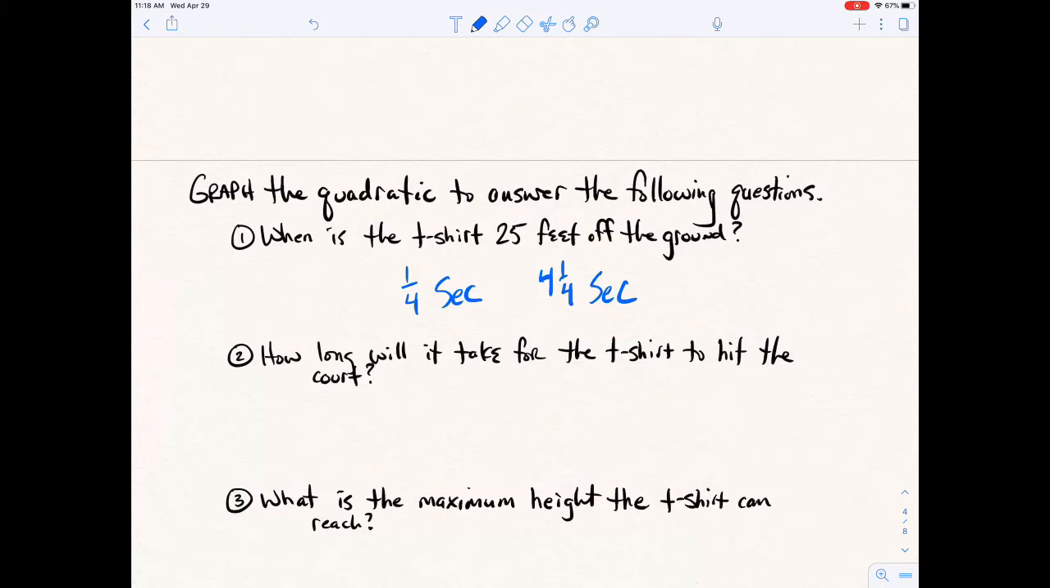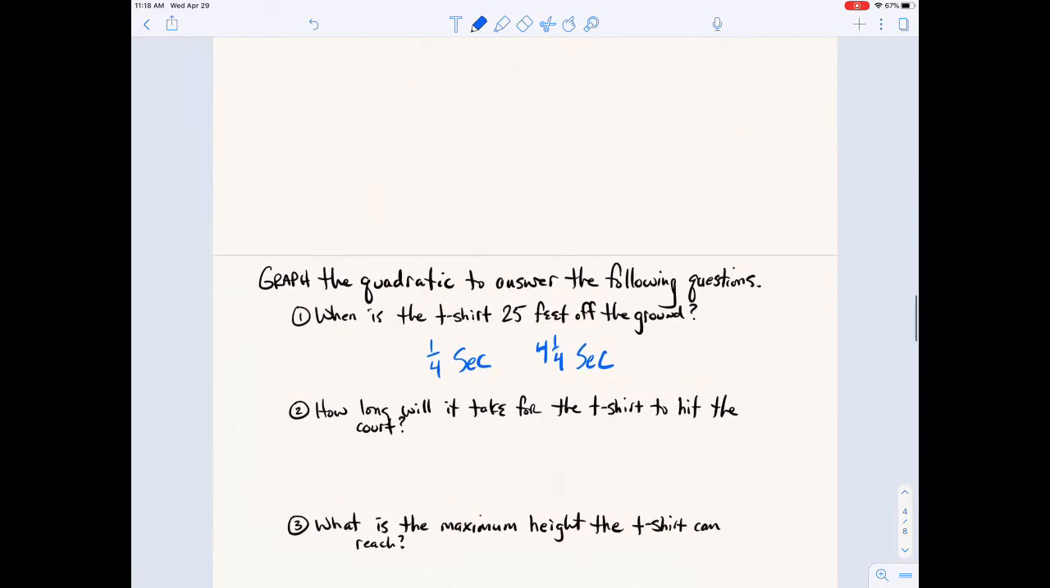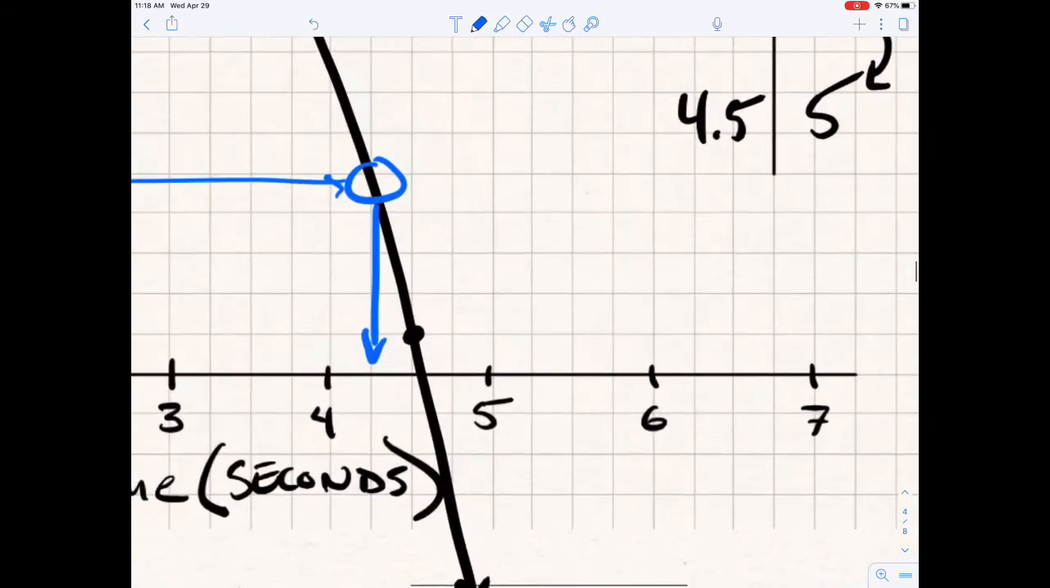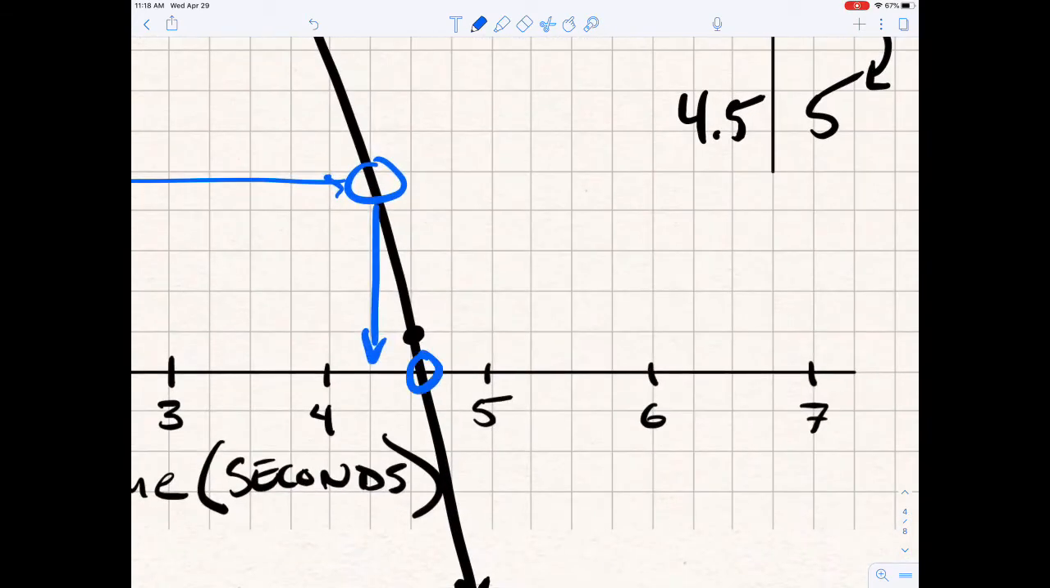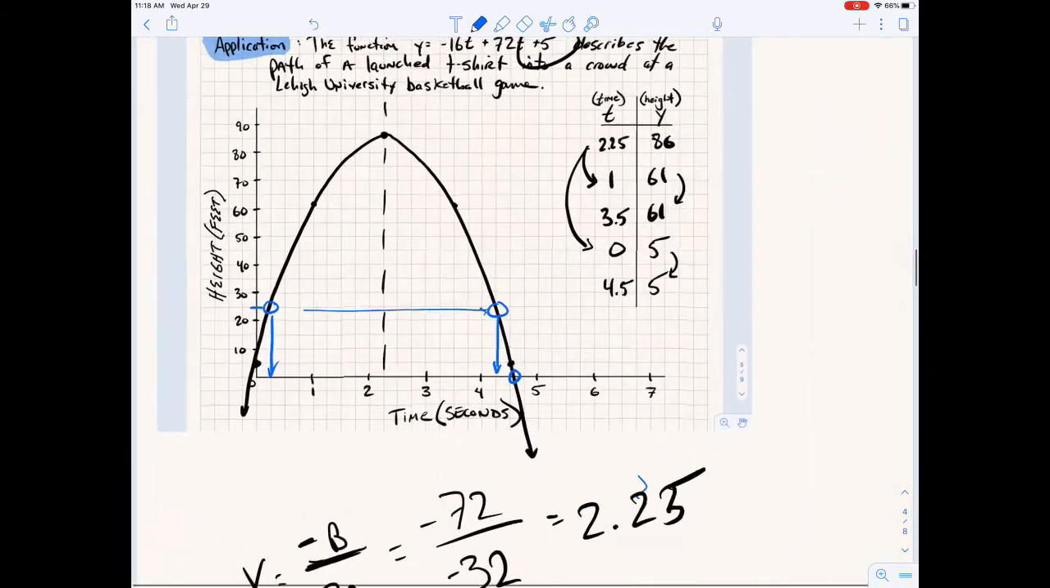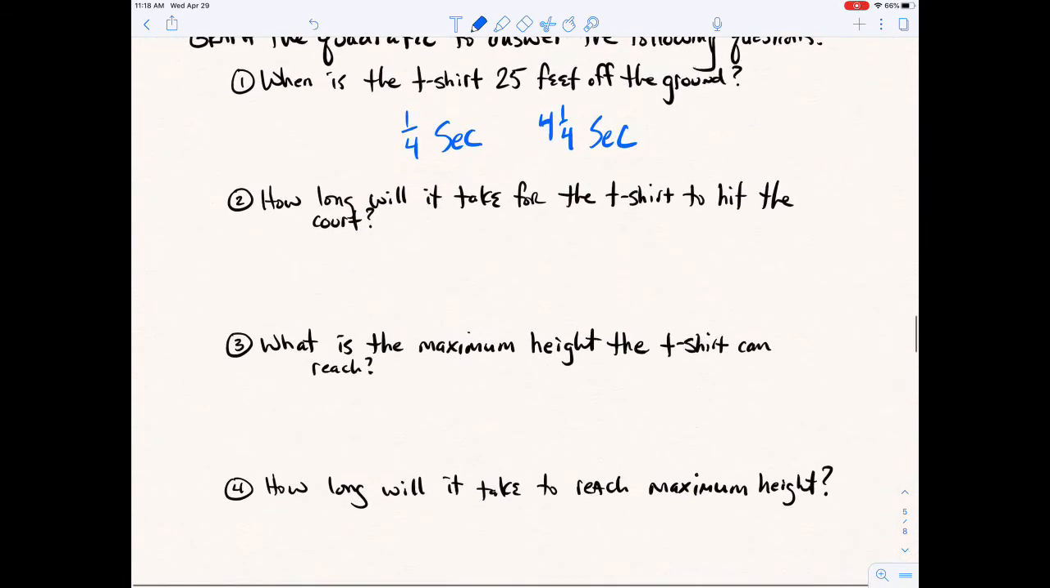All right, question 2. How long will it take for the t-shirt to hit the court? All right, well, let's go look at where it touches the court. It touches the court right here at just a little more than 4.5. So let's say 4.6 seconds. And since we're guessing, I guess we could go ahead and say all of these are approximates. That would give us a little bit of flexibility.